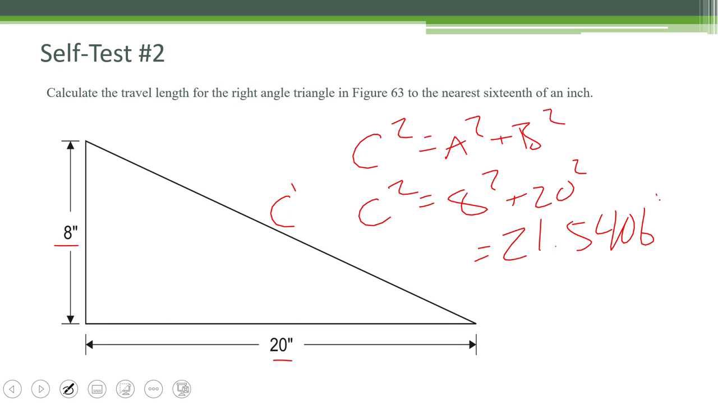21.5406, something or other. This is inches, so I should answer to the nearest 16th of an inch. So I'll take away the whole, minus 21. That way I'm left with just everything after the decimal. I times that by 16. And I get 8.6 and change, so that rounds up to 9/16. 21 and 9/16 of an inch.